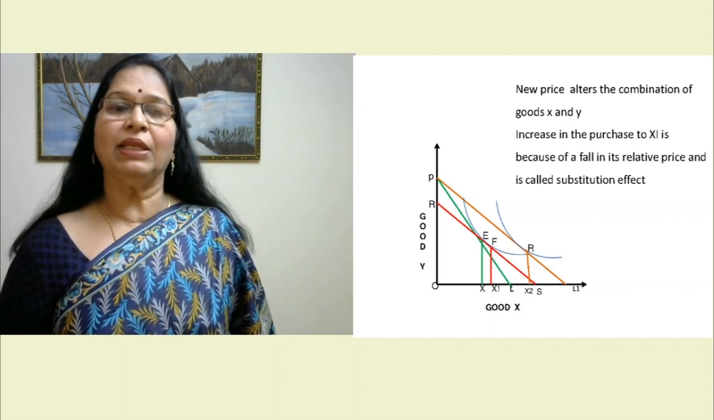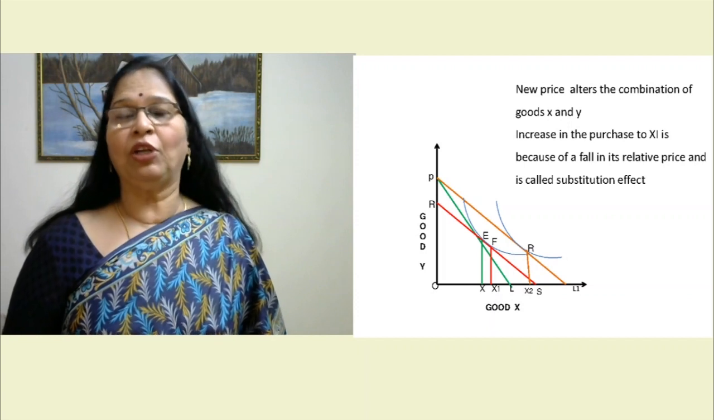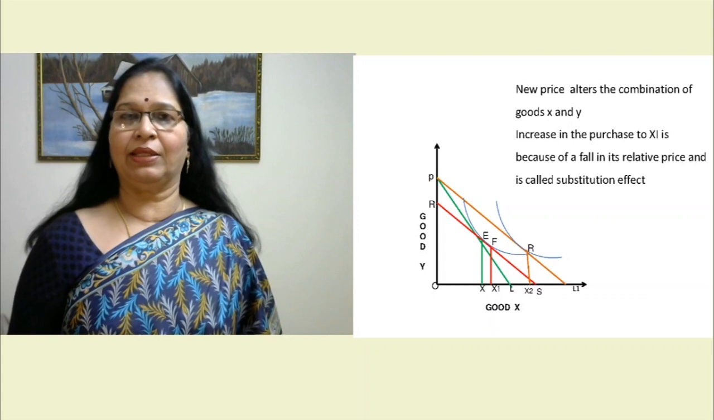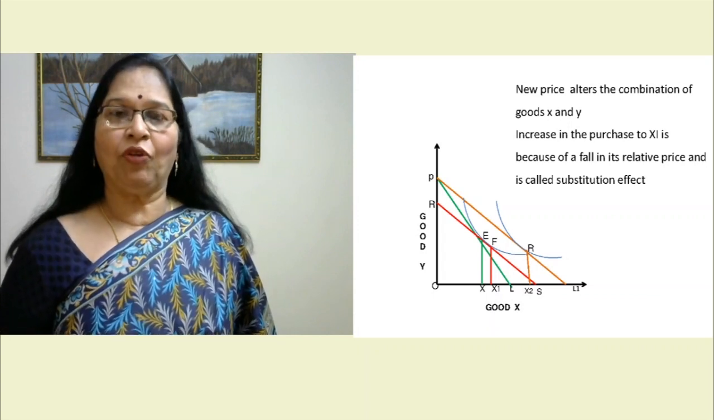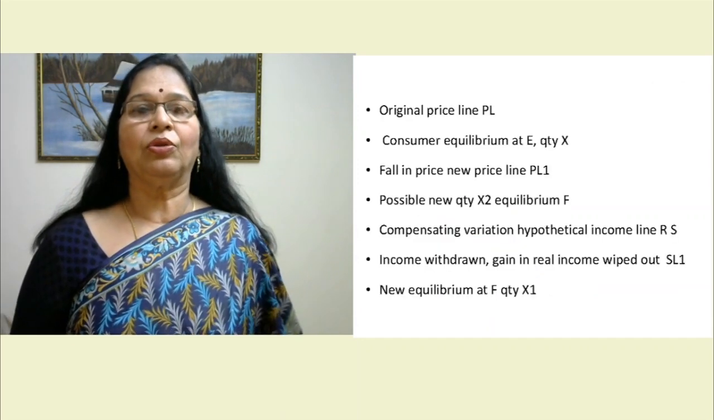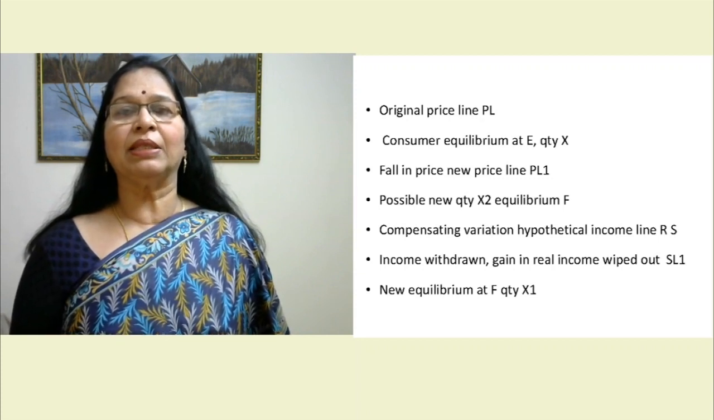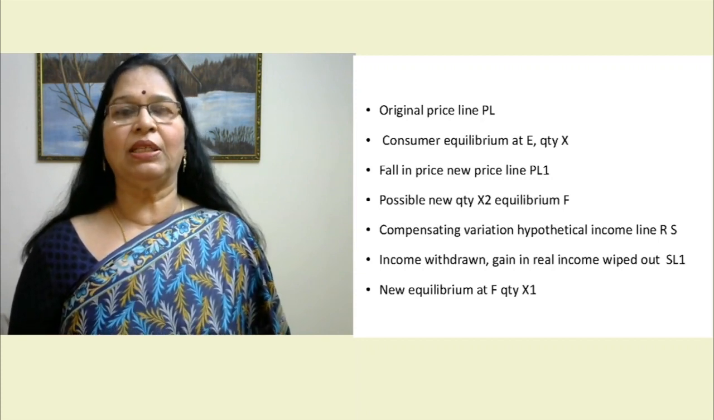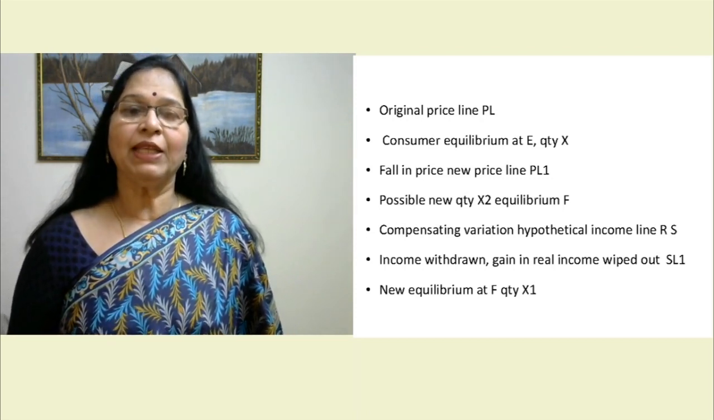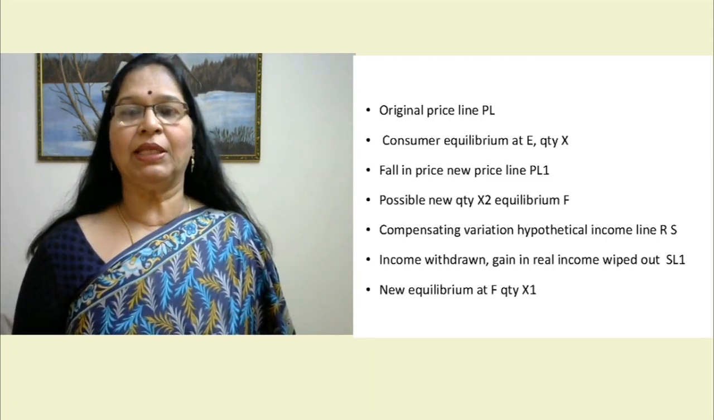Now, by doing this, the consumer is able to purchase only OX1 units of commodity X instead of OX2 units of commodity X. So let me just go back for the notes purposes. Original price line is PL. Consumer's equilibrium is at L, at quantity X. Fall in price makes the new price line PL1. Possible new quantity of equilibrium is X2.